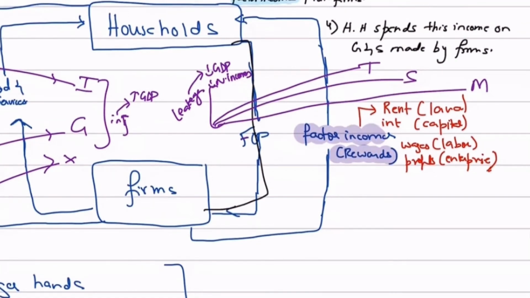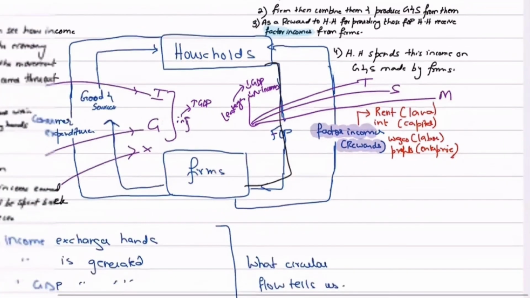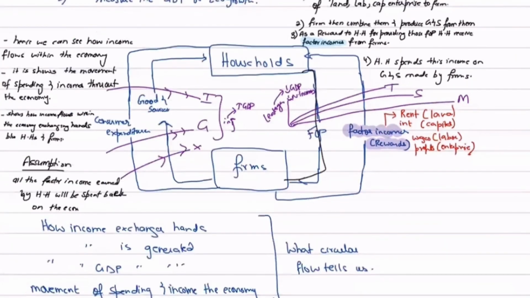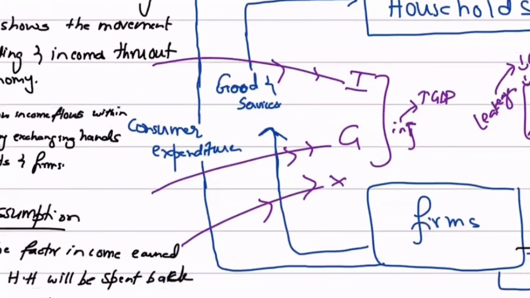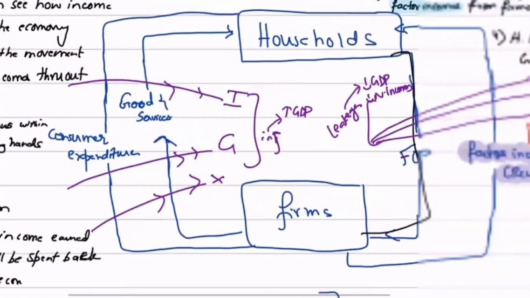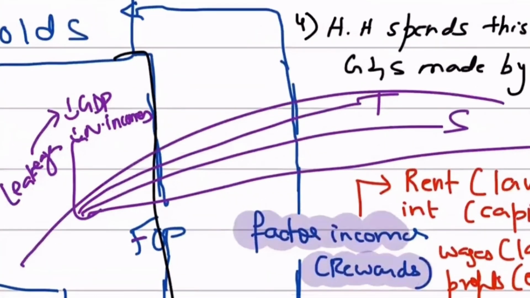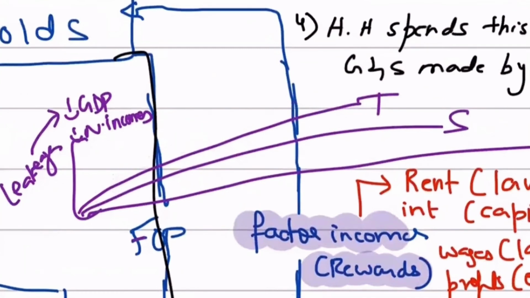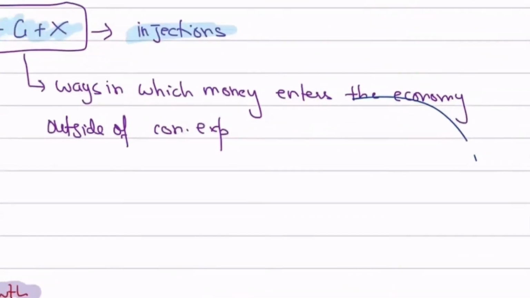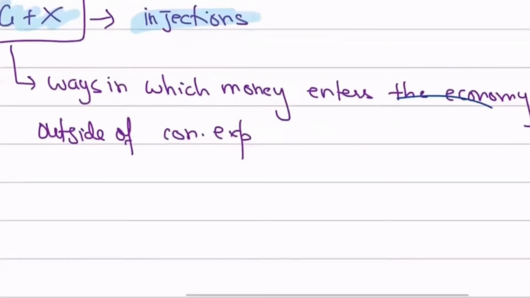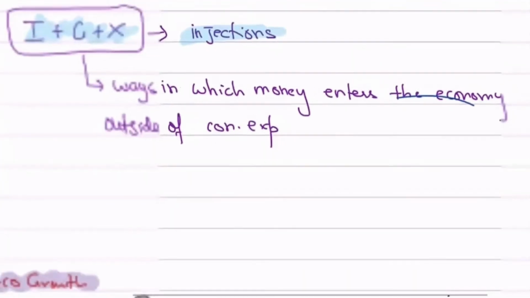But what I'm saying is कि यहाँ पे आप देखें कि पैसे बाहर से आ रहे हैं. Injection है ना. There is a movement inside the circular flow, into the circular flow. और यहाँ पे आप देखें the money is going outside of the circular flow. So that is why it's basically known as a leakage and a withdrawal. So injection is basically ways in which money enters the economy outside of consumer spending.